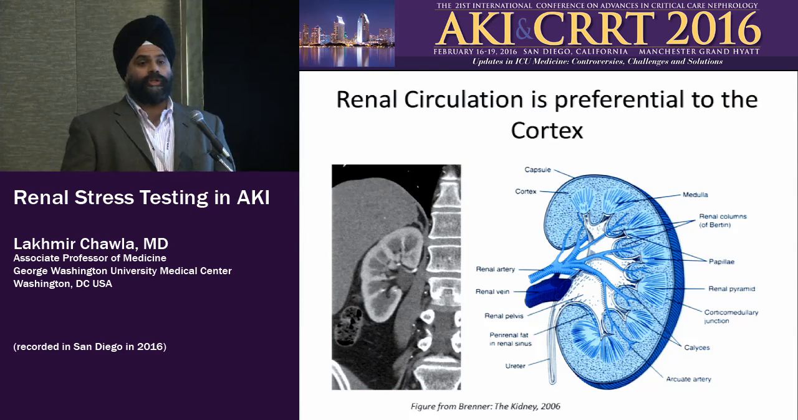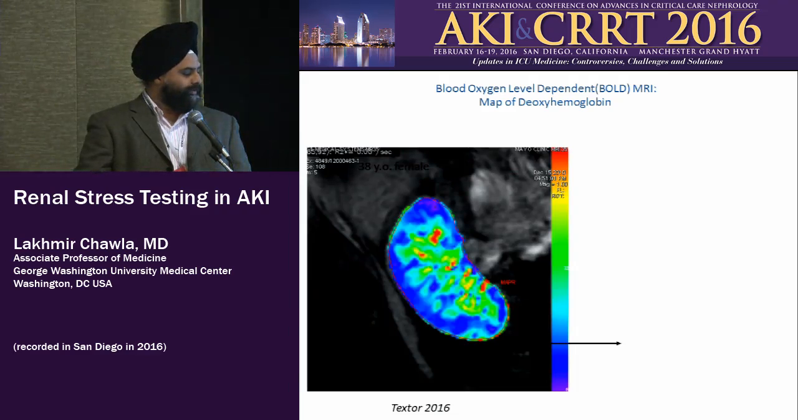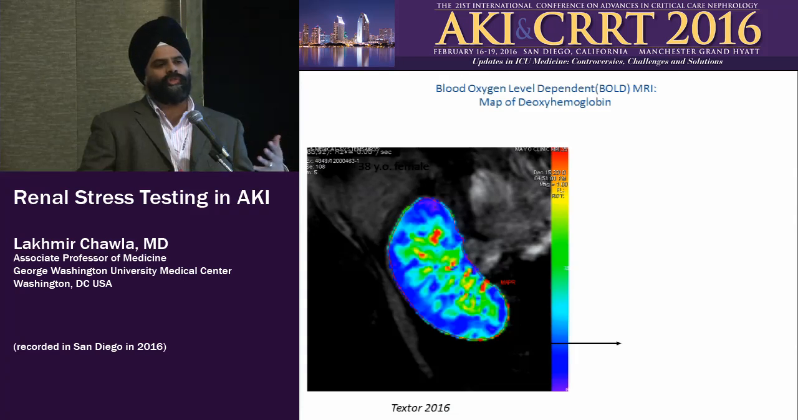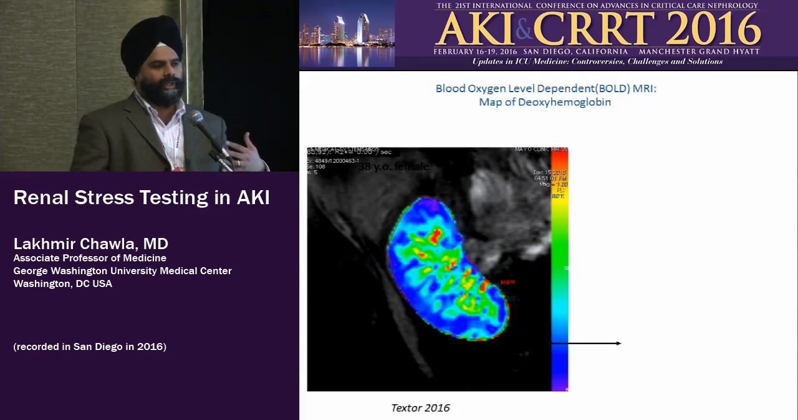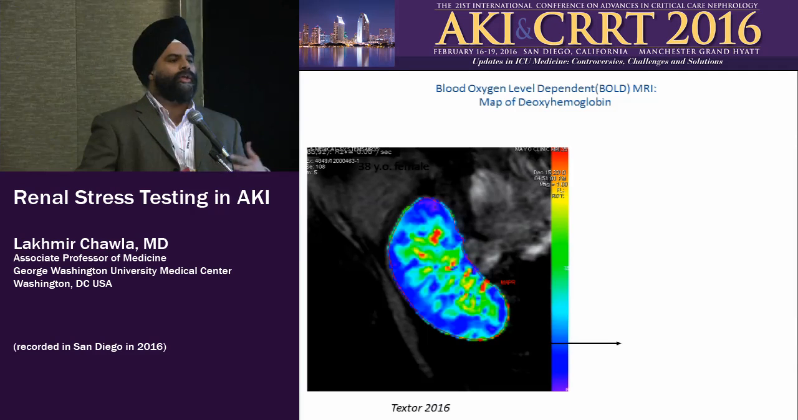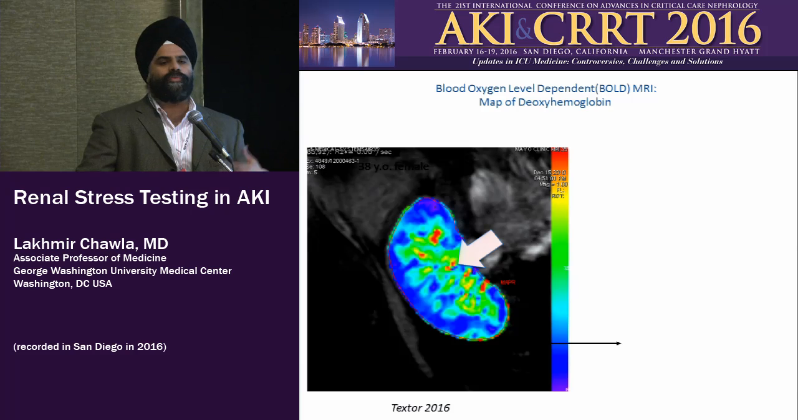So they said the imaging is no good. Well, we know that the renal circulation is preferential to the cortex. These data, these images are compliments of Steve Texter at the Mayo Clinic. This is what BOLD MRI looks like of a healthy, functioning kidney. And what you're looking at is the difference between oxy and deoxyhemoglobin, because oxyhemoglobin is diamagnetic and deoxy is paramagnetic. So MRI can detect the difference. And what you see in the center here is the medulla has more deoxyhemoglobin, as we'd expect, because it's a place that has low oxygen.